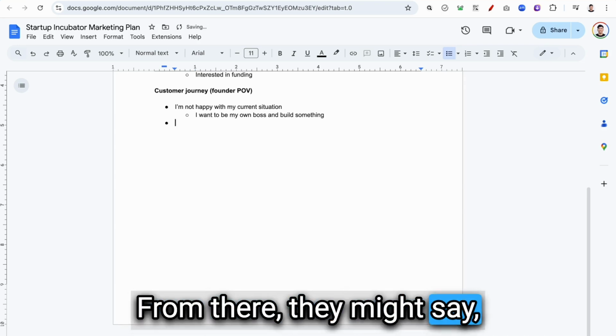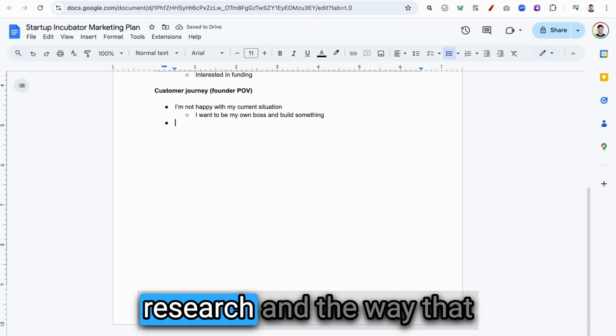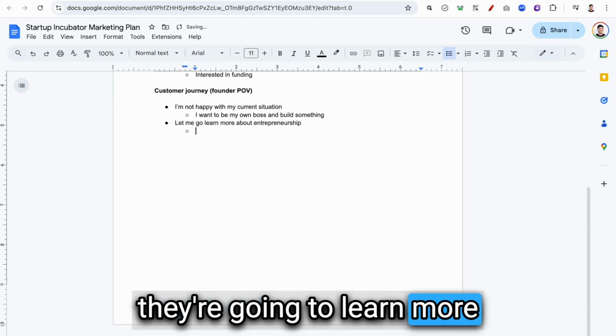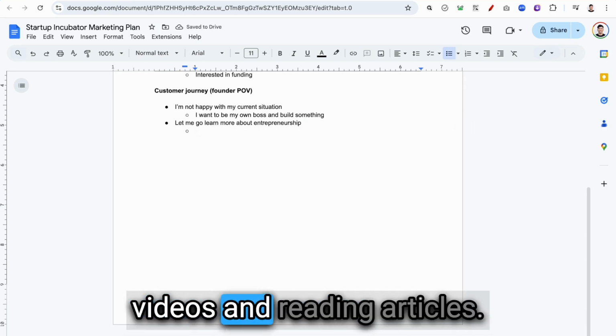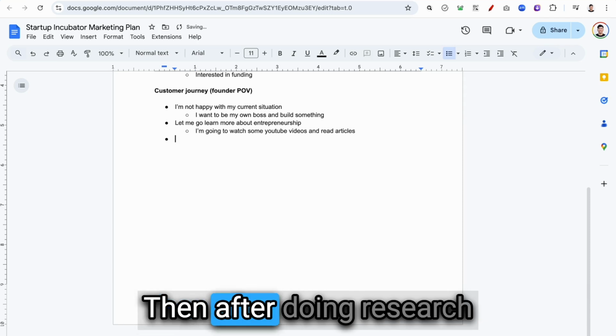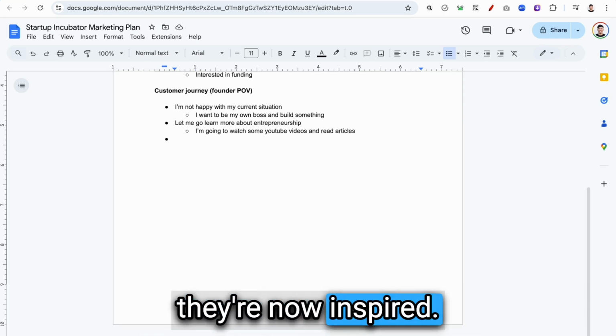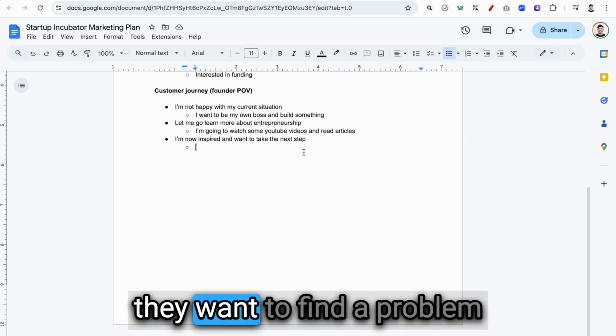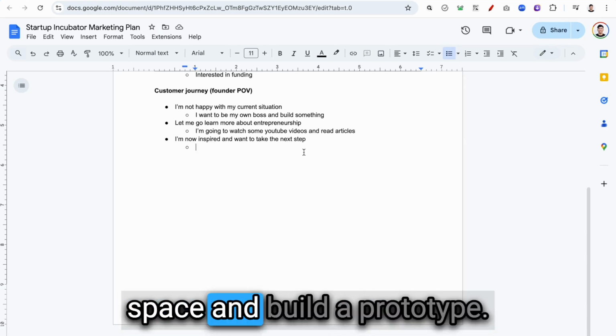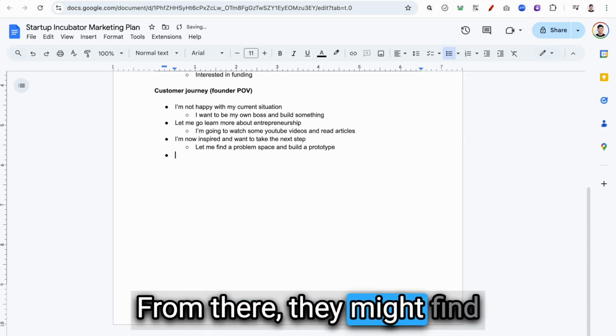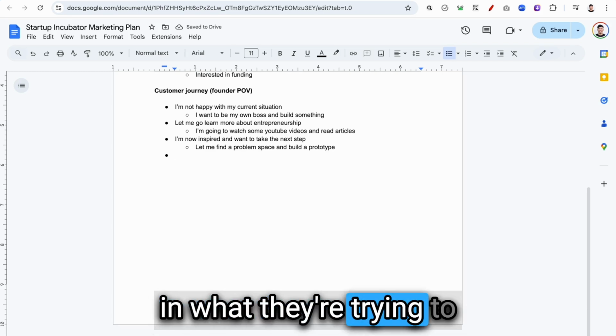From there, they might say, okay, I want to do some research, and the way that they're going to learn more is by watching YouTube videos and reading articles. Then after doing research and self-education, they're now inspired. After they get inspired, they want to find a problem space and build a prototype.